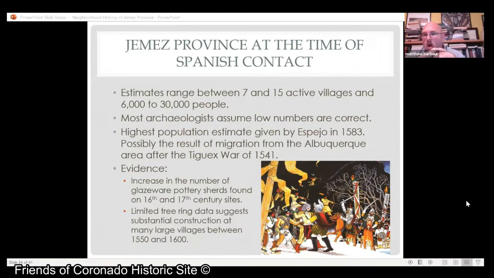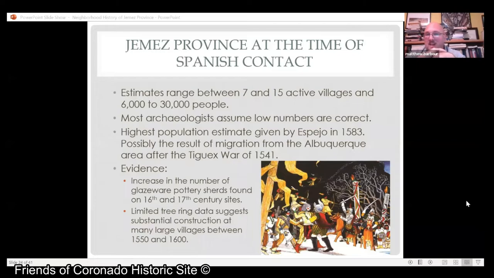War. So after Coronado has sacked the areas in and around Albuquerque, there's a lot of people living in the Jemez Mountains. Some of those people could have fled up into the Jemez Mountains as a result of that Tigue War. And there's some evidence for that.